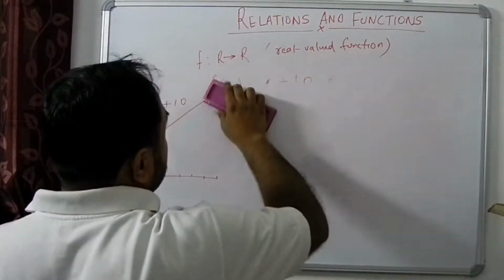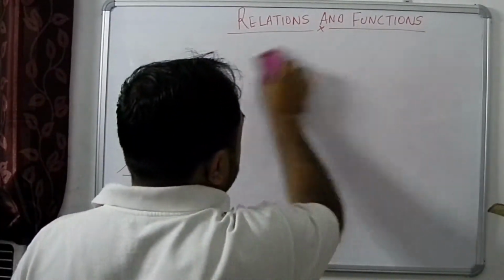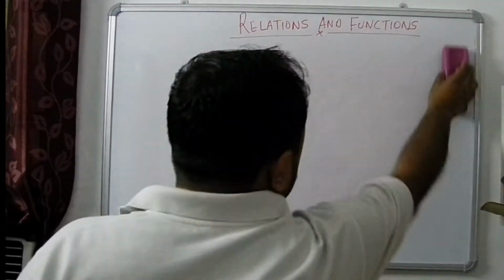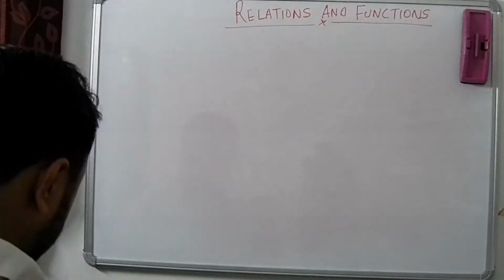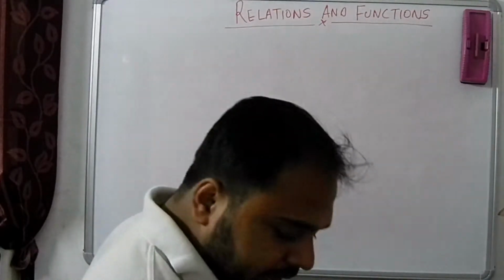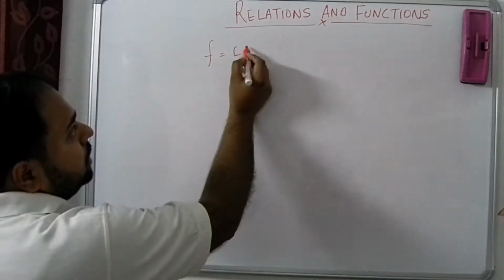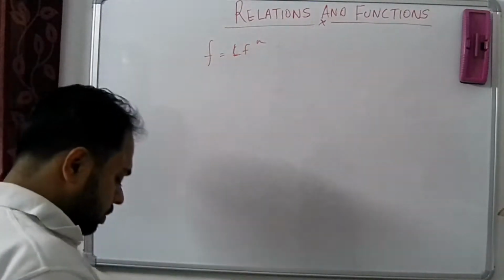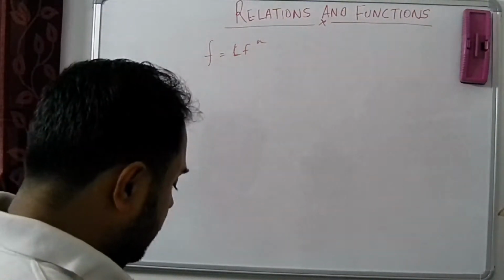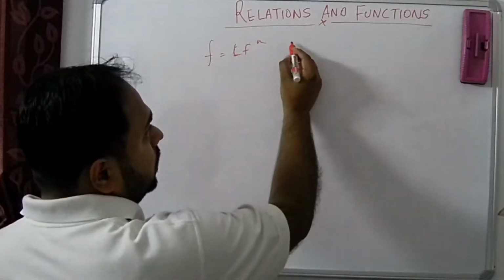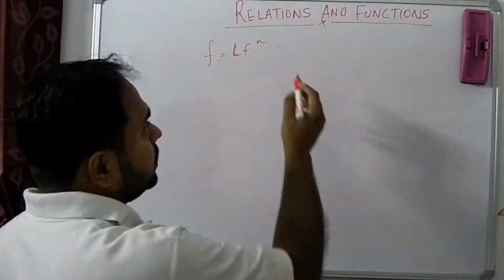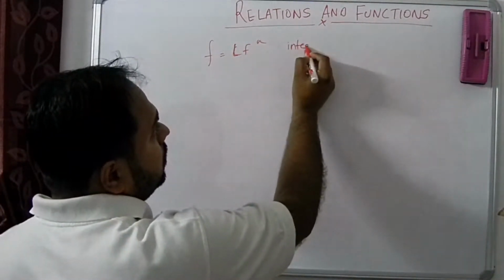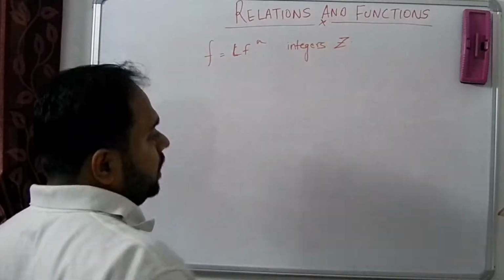Now, based on a similar concept, there are many other questions. Suppose there is another question which says that f is again a linear function. It's not a real function, it's a linear function defined over integers, that is Z.